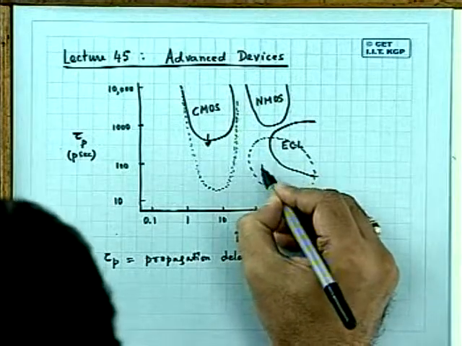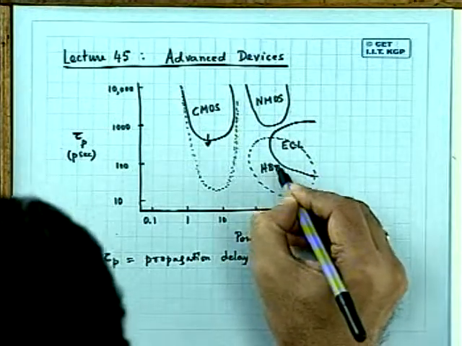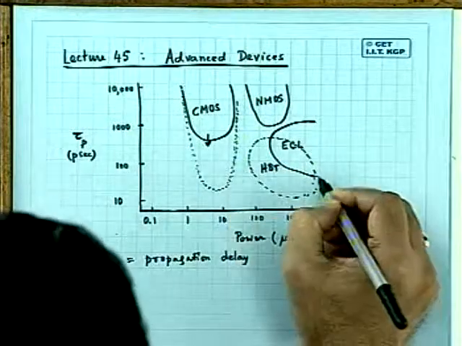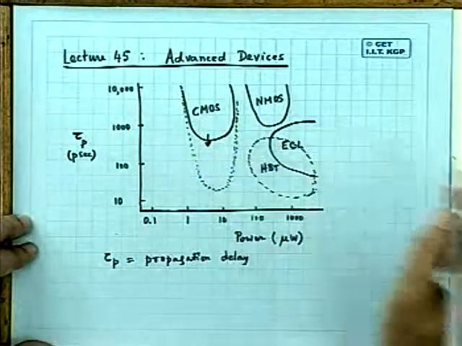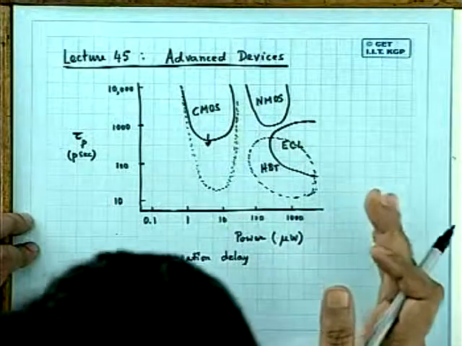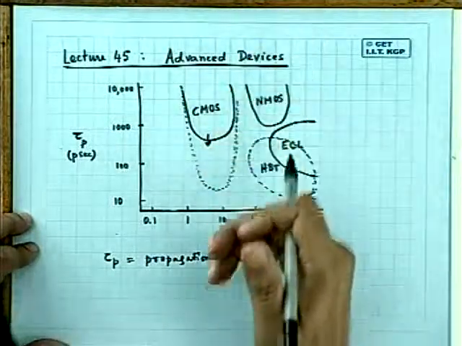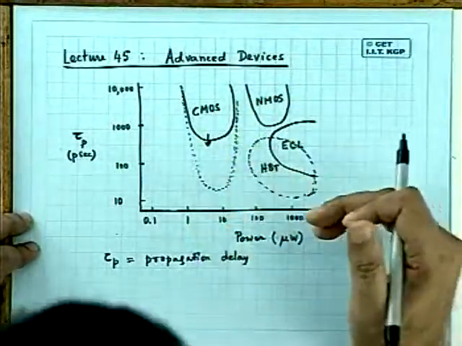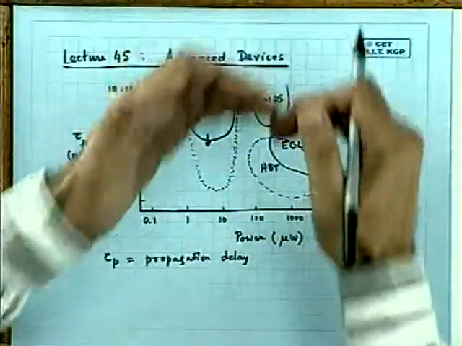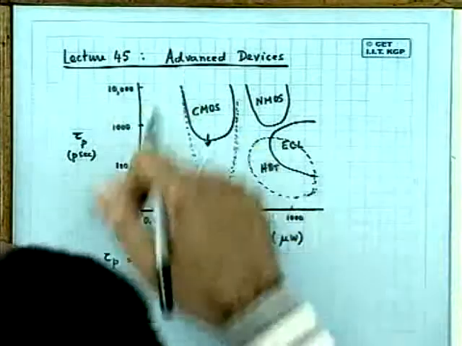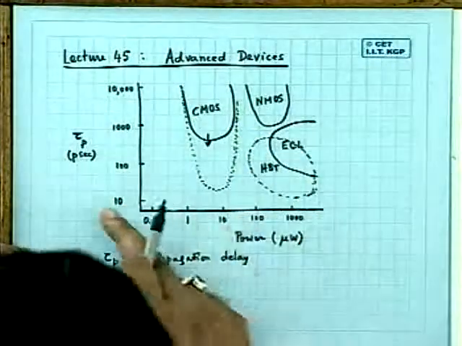This curve is for HBT. This is the curve for HBT. Typically in this domain, you see that the power dissipation has been reduced and speed is further improved. The whole thing is brought down in the scale in the y-axis towards the origin of the y-axis.